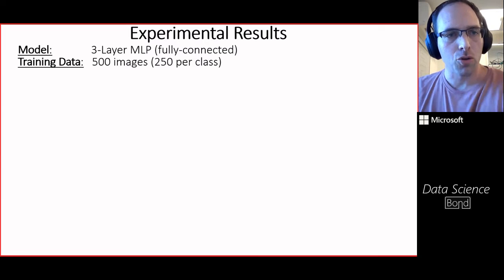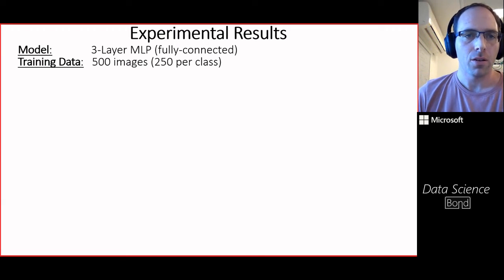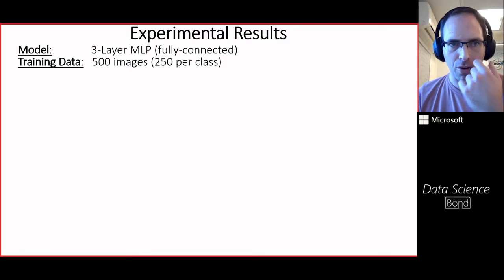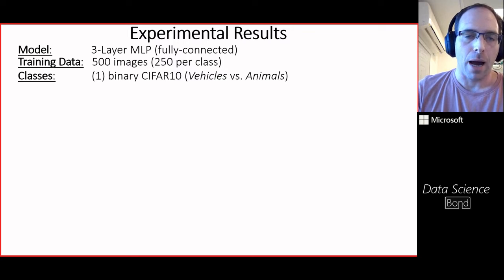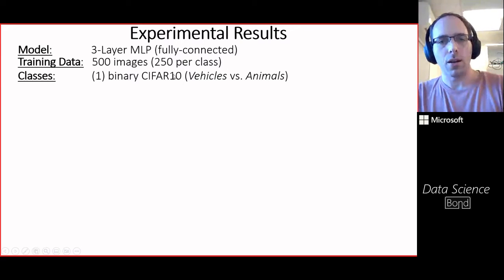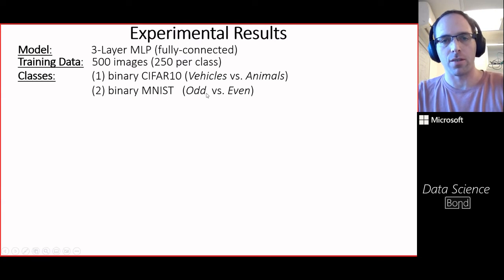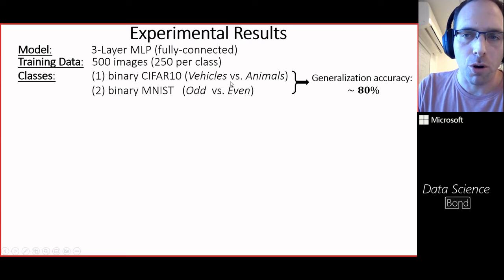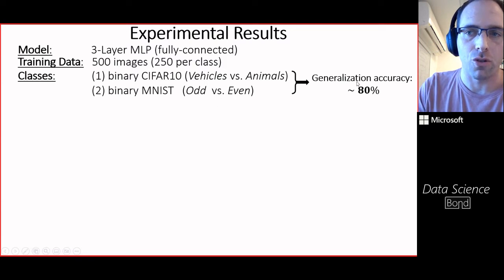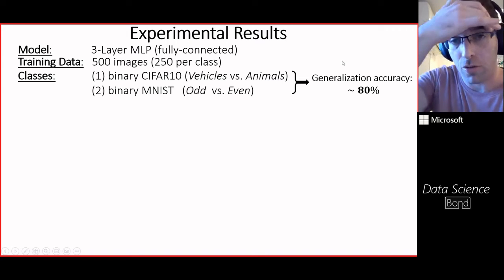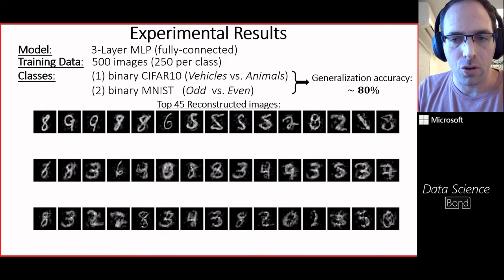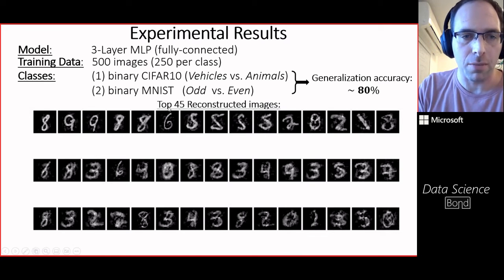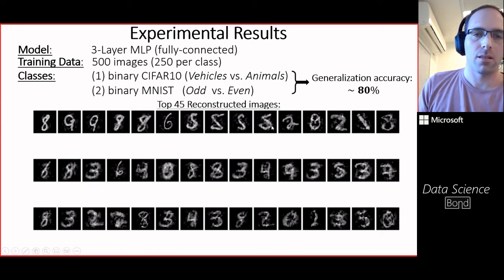And I'm going to train it as a binary classifier using 500 images, 250 images per class. And we're going to train it on binary CIFAR10. So the images are going to be from CIFAR10, vehicles versus animals, or binary MNIST, which is just odd versus even. Both models receive quite high generalization accuracy, so 80% accuracy, which is far from the random 50%. And this is how it looks after we finished reconstructing the images. So I show you the best reconstructed images.